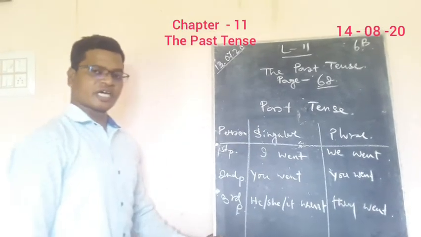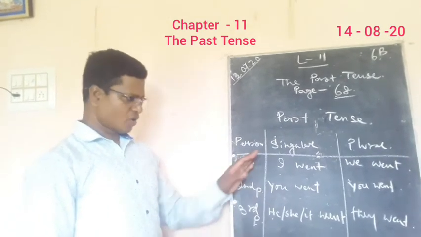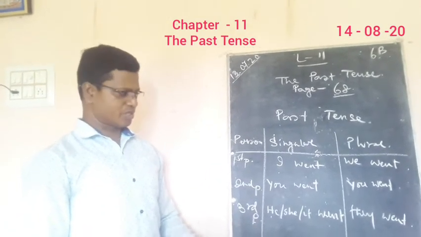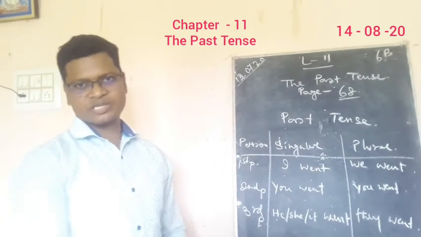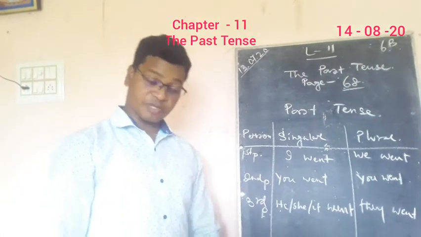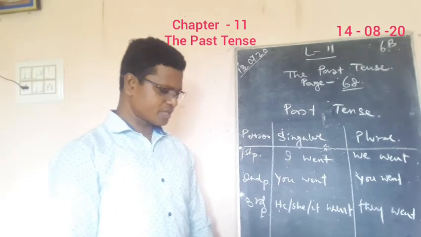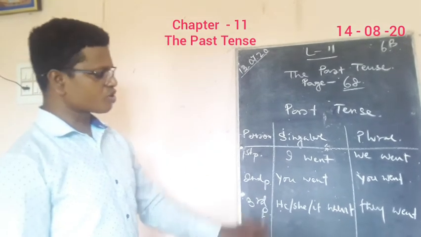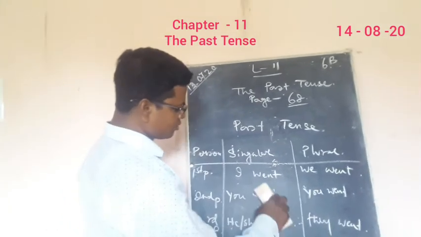So this chart I want you to write in the copy and learn properly in order to avoid making mistakes. Otherwise sometimes we say, I gone. That is absolutely wrong. You might be thinking that whatever you speak is correct, but that is absolutely wrong. So we must know the chart of the past tense. Let's see the other one.